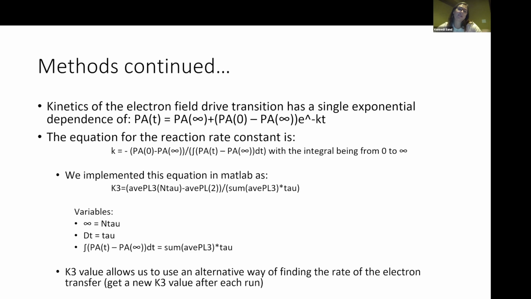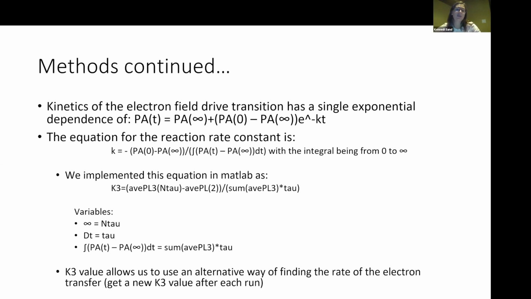Methods continued. For the kinetics, the kinetics of the electron field driven transition has a single exponential dependence, with P sub A of t equaling this equation. If we solve for k in this equation, we get the reaction rate constant, which is equal to that equation, k equals. We implemented that equation in MATLAB to get this K3 equation, with the variables of infinity equaling n tau, dt equaling tau, and that integral equaling the sum of AVPL3 times tau.